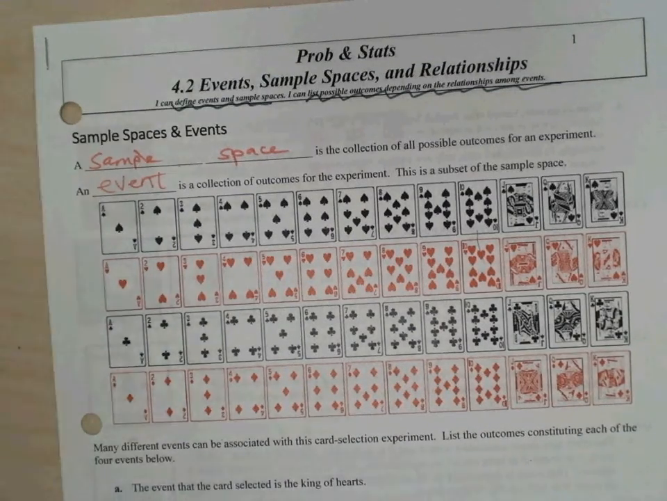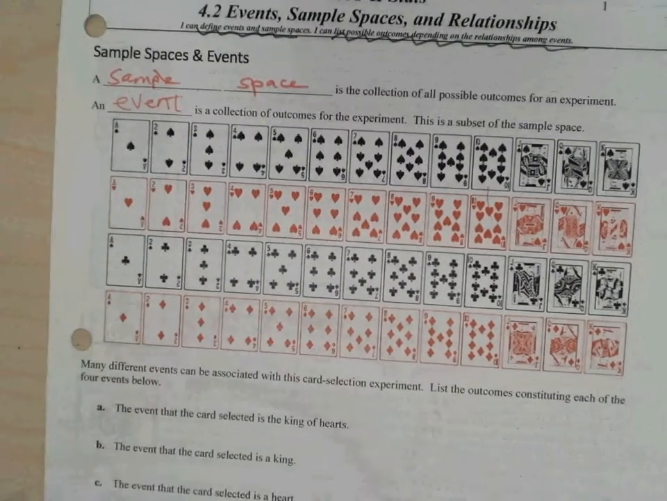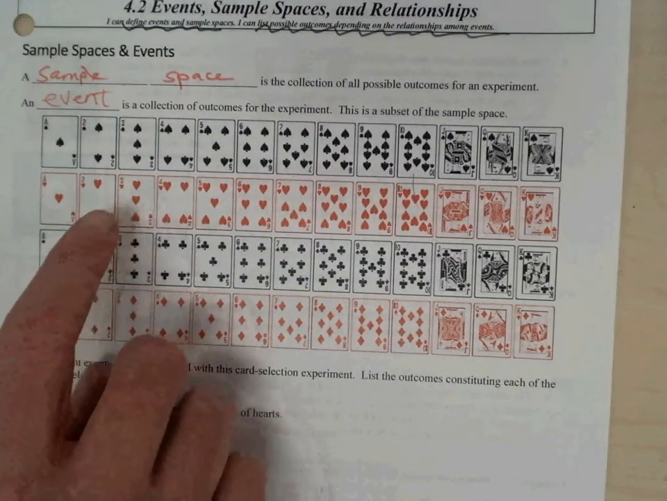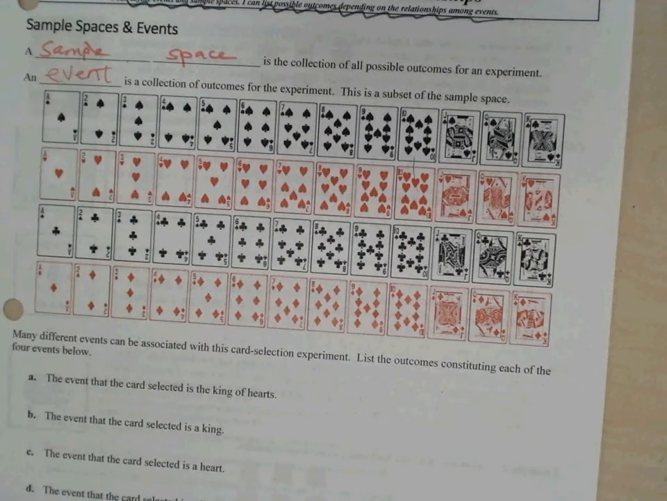We have here sample spaces and events. A sample space is the collection of all possible outcomes for an experiment. An event is a collection of outcomes for the experiment. This is a subset of the sample space. We have here a diagram of all possible outcomes for drawing a card from a deck of 52. This is called the sample space for our deck of cards. There are many different events that can be associated with this card selection experiment.